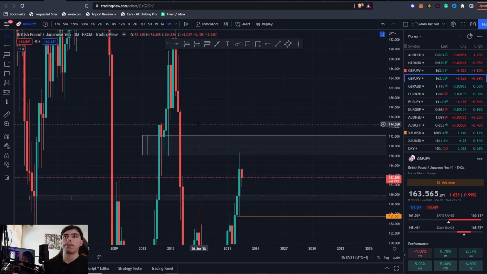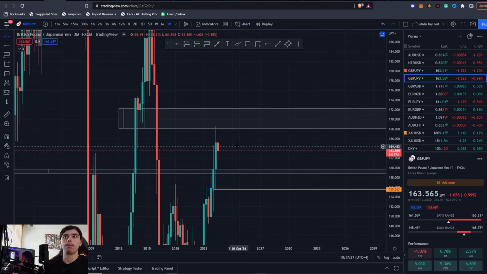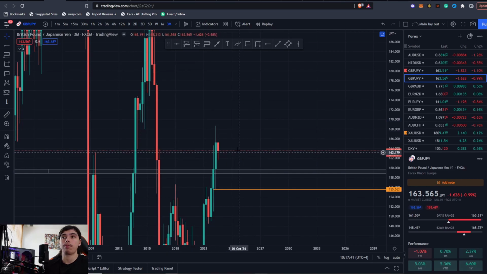I do expect us probably to come up here to 174, maybe even 171 minimum long term, right? But we might correct first. And looking at just how these candles are forming, once this flips and starts breaking the high, I don't see why.